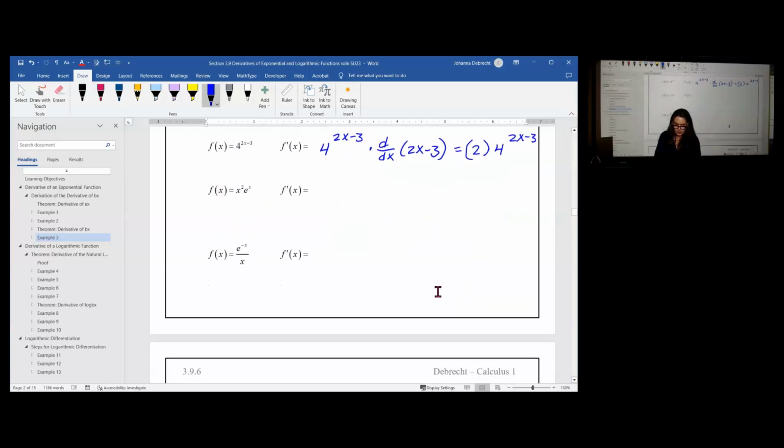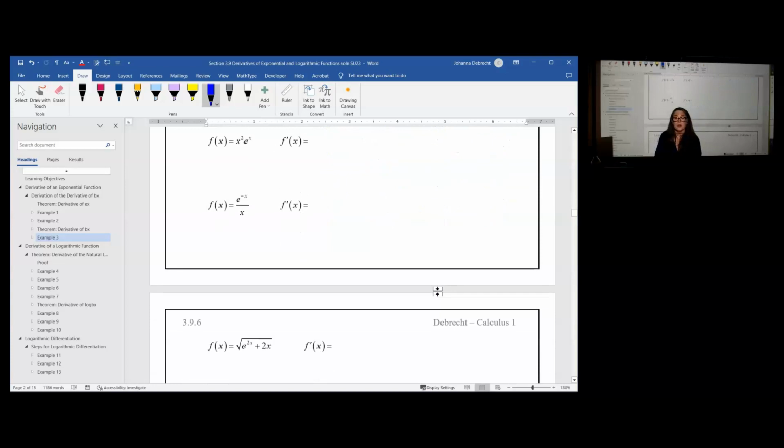Go ahead and pause the video now to work out the ones that are left. There's a page and a half of these, so I expect it will take you a while. Then turn the video back on and we'll talk some about these derivatives.